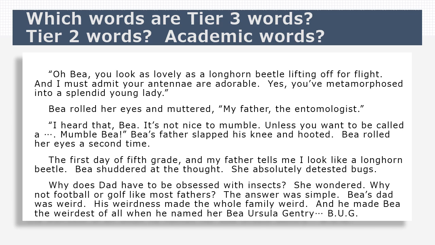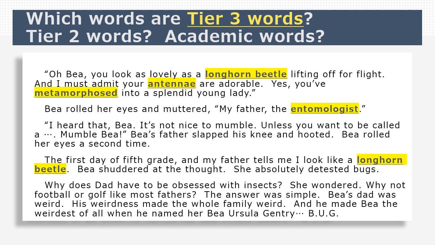B-U-G. So let's take a look for Tier 3 words and then Tier 2 words. You'll recall that Tier 3 words are words that are disciplinary specific. So in this case, dealing with entomology or biology. And some examples of Tier 3 words in this passage include longhorn beetle, entomologist, antennae, and metamorphosed.